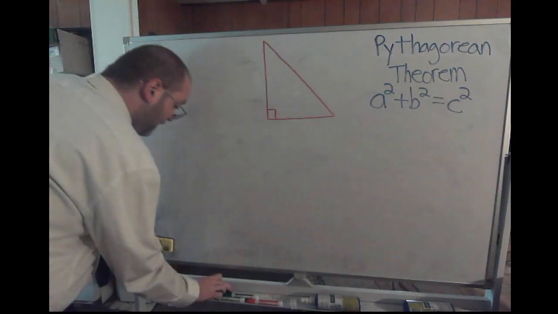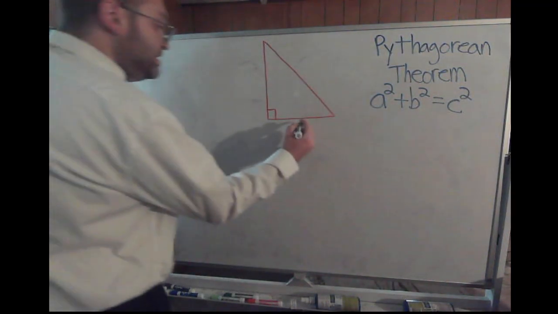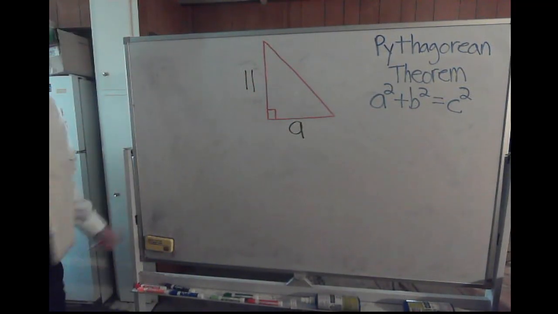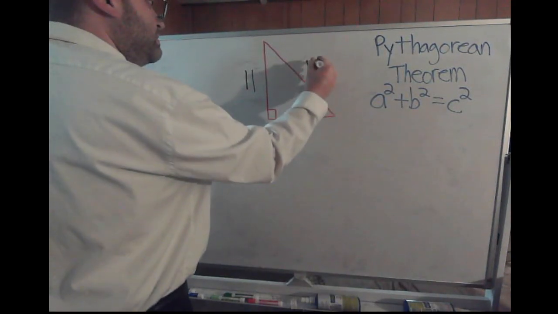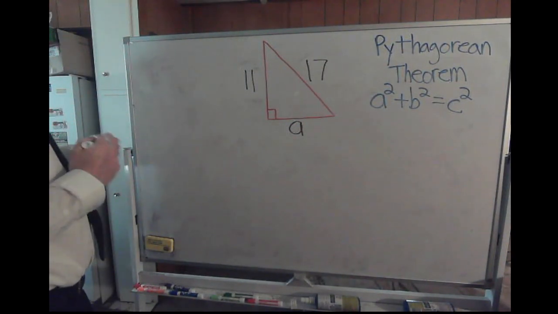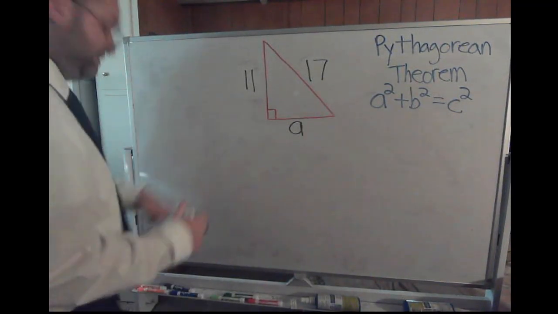Let's see here. I only have a few more. This should be a relatively short lesson today. I got like 3 more. Again, we don't know side A. Side B is 11. Side C is 17. So side A we don't know. Side B is 11. Side C is 17.